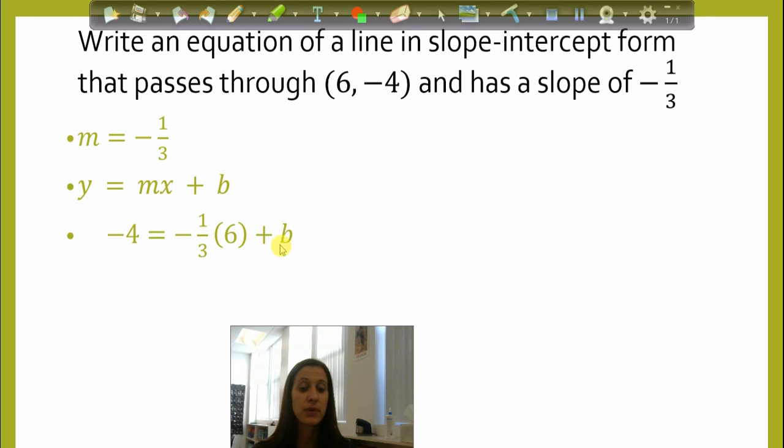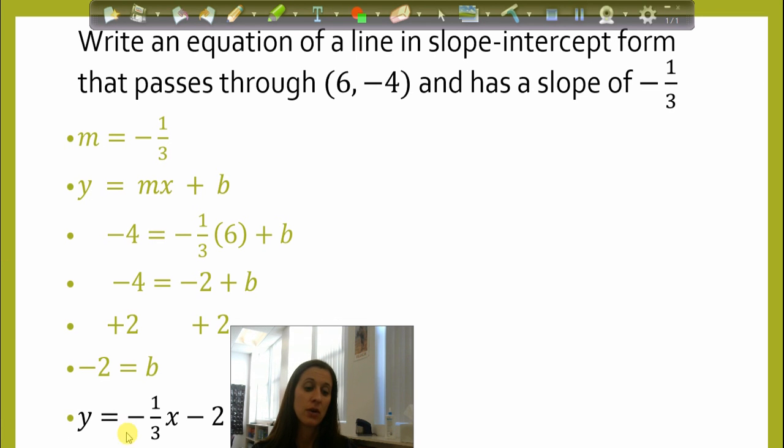Now the only piece of my equation that's missing is the b value, so I'm just going to now solve for b. -1/3 times 6 is -2, and now to get b by itself, I'm just going to add 2 to both sides and get that my b value is -2. So my equation would be y equals -1/3 x, and now I know b is -2.